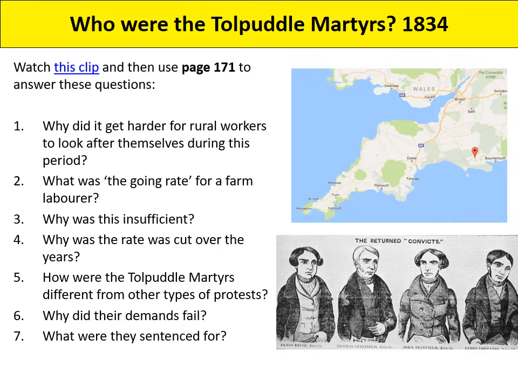Okay, so hopefully you've had the chance now to watch those 2 short videos. They provide a really useful summary of the Tolpuddle Martyrs. So why was it harder for rural workers to look after themselves during this period? You should have got down something about the process of enclosure. And you might remember doing this. We normally cover it in year 8, I think, at St Ivo in the history department. But it's part and parcel of the agricultural revolution.